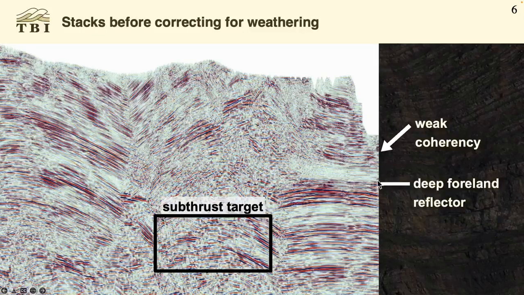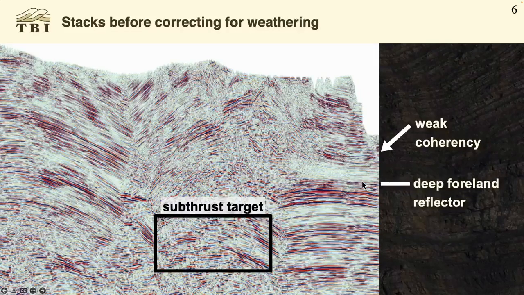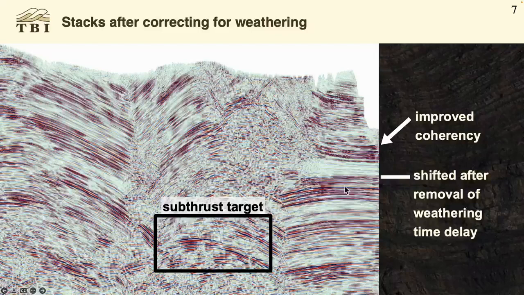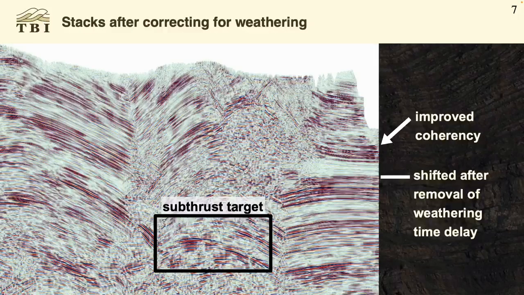And out in the foreland, we've got these low velocities, so there's going to be a time delay associated with that. And this data is displayed in time, so if we remove the time delay, then that reflector is going to move upwards. So it's shifted after we remove the weathering time delay. It's also a little more coherent. You can see we maybe have some weathering pockets that have resulted in these static problems, and we've got a much improved reflector coherency out in here. And going back to the target, we can see we've got a much better perspective on the subthrust target before the weathering correction and then after the weathering correction.